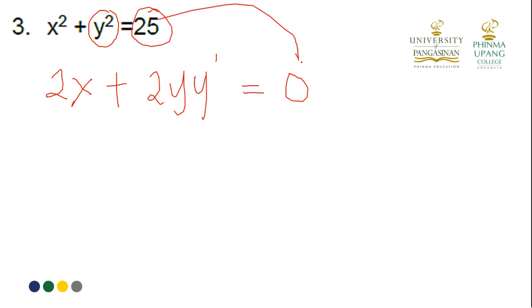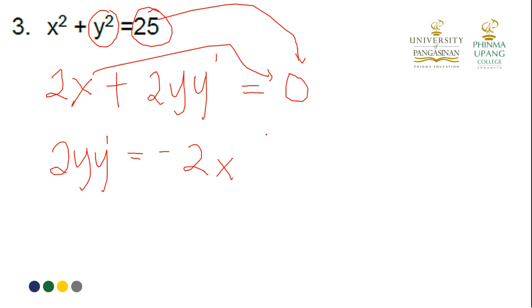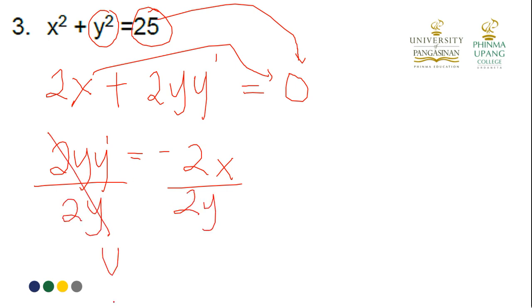25 will become 0 na po. Ngayon, isolate na naman natin. 2y, y prime is equal to negative 2x. Yung 2x kasi, ita-transpose natin siya to the other side. That's why negative 2x na. Ngayon, to get the value of y prime, of course, divide natin yan sa 2y. So, magiging y prime is equal to negative 2x all over 2y.